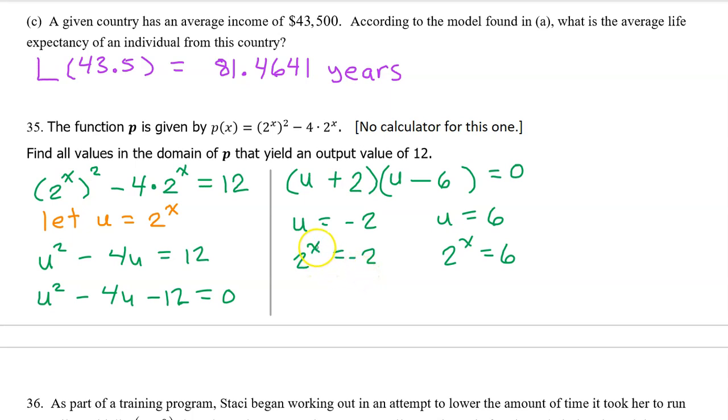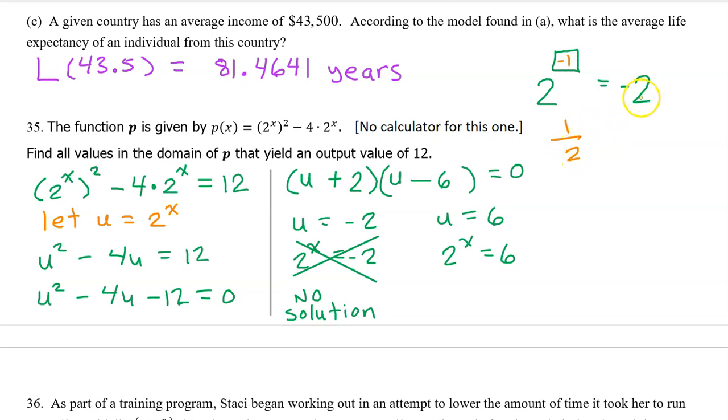There is no power that you can raise 2 to that will give you a negative number. So this has no solution. We can disregard this. Let me just spend one more moment on that. If I try to raise 2, for example, to the negative 1 power, maybe that'll turn it into a negative 2. But raising 2 to the negative 1 power doesn't give you a negative 2. This drops you down to the denominator. So this would just be 1/2, not negative 2.